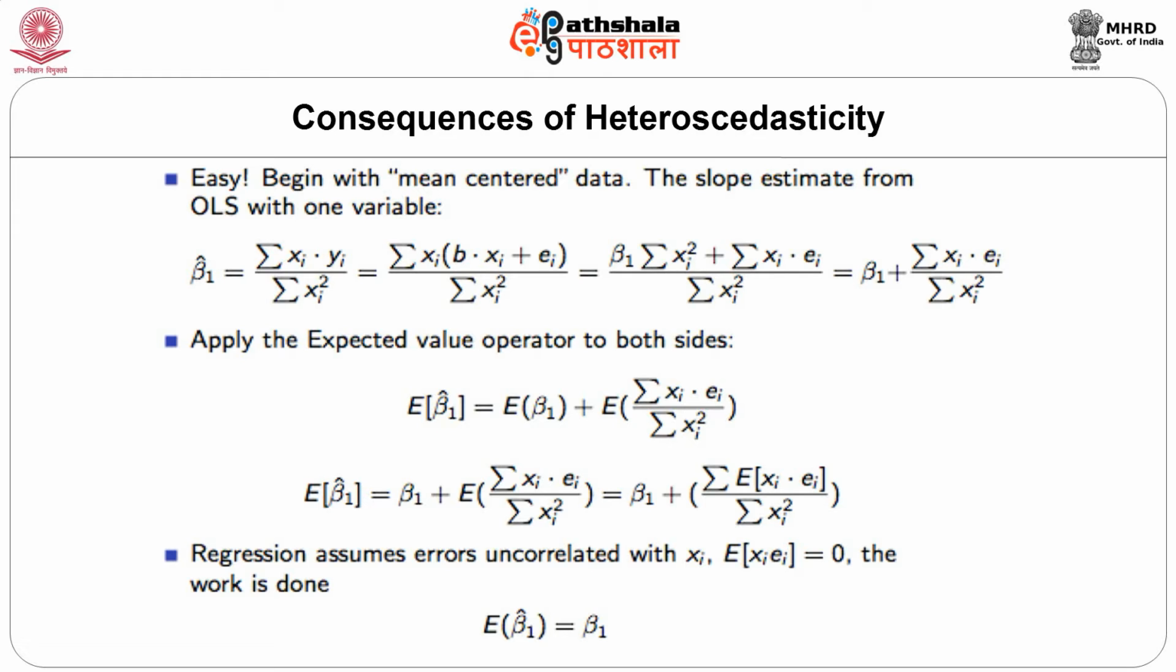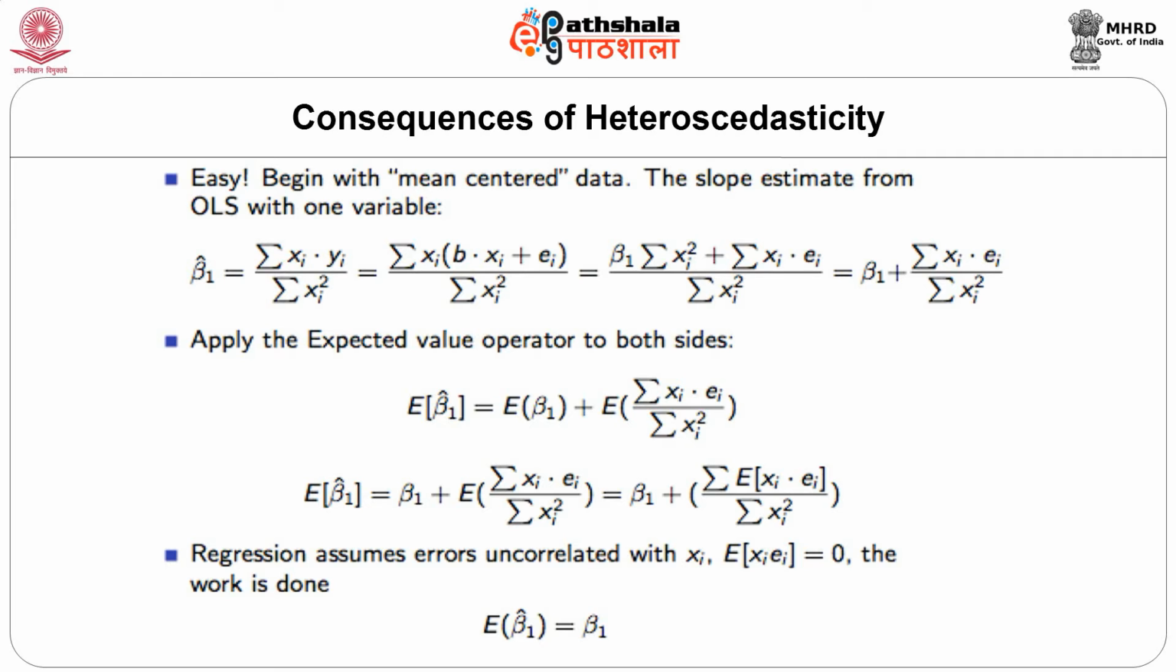We can now replace yi by b xi plus ei, where b is used as the coefficient of regression. Now, through a couple of simple algebraic steps, we arrive at beta 1 plus summation xi times error ei divided by summation xi square equals beta 1 hat. Now, applying expected value on both sides of this equation, we have expectation beta 1 hat equals expectation beta 1 plus expectation summation xi ei divided by summation xi square.